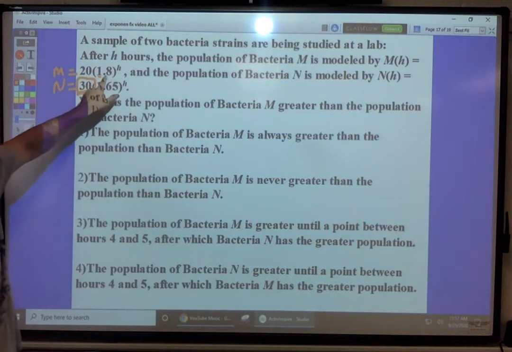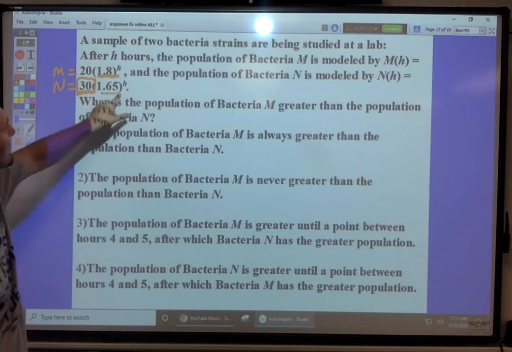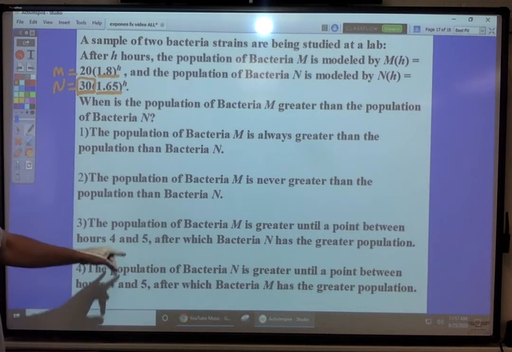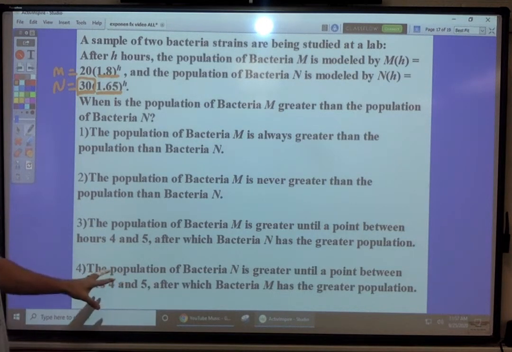Is this one growing faster? You're growing 80%, you're growing 65%. So M eventually will pass it. Since these are the only two using numbers, I don't really have to verify the number because it's the same in both of them. Our answer is 4.